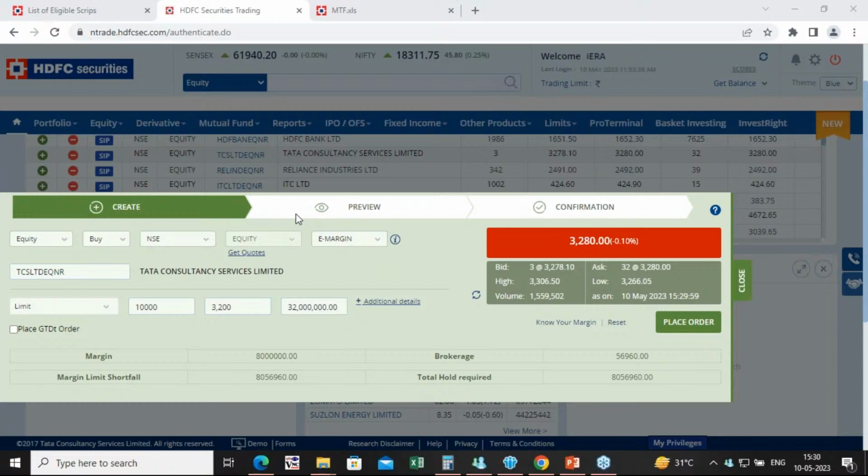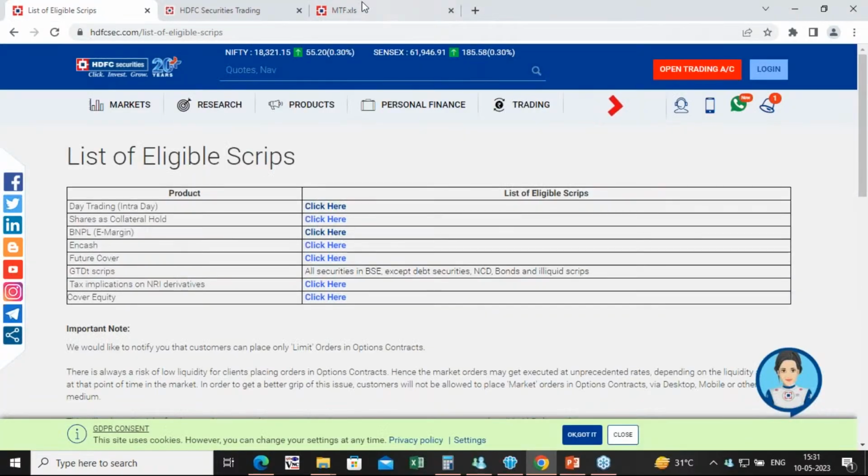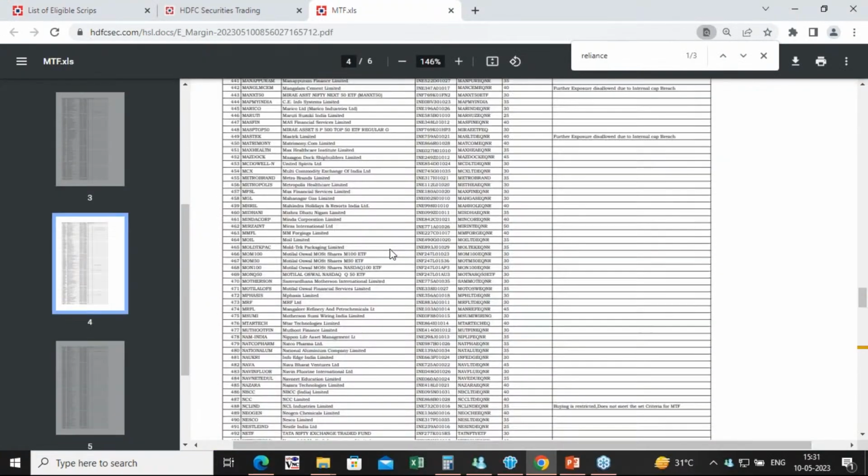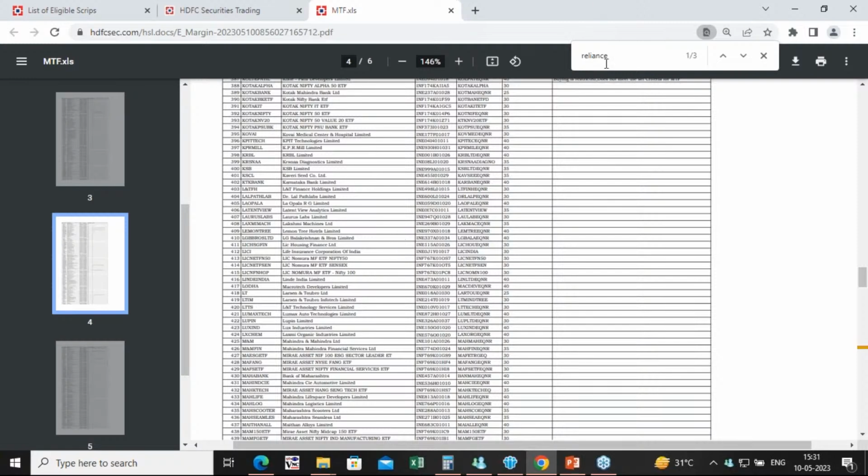And your next question is, if you want to purchase 1 lakh rupees worth of shares in Angel One, first of all we will understand how much margin is required for Angel One. So I just click here on the eligible scripts and I will select Angel One over here.